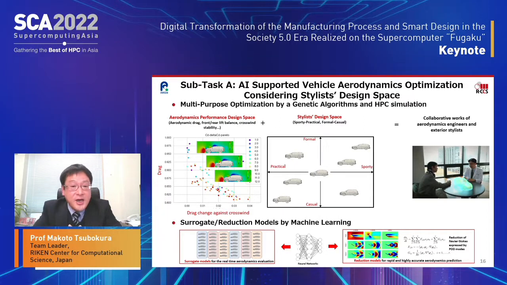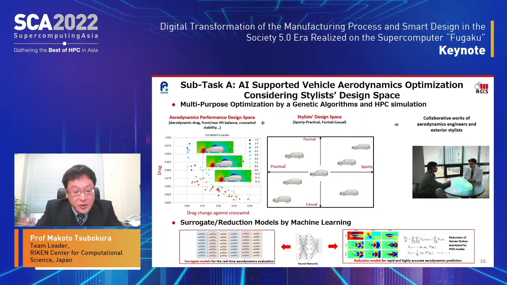At subtask A, we are extending the framework of the multi-objective optimizations introduced earlier by coupling the stylist design space to the ordinary engineering design space. It is well known in the automotive industry that a simple shape optimization based on only the engineering perspective, like aerodynamic drag or lift, does not work in real vehicle development because a stylist shape proposal always takes priority. Thus, we are trying to consider the stylist design space, which is coupled with the usual engineer's design space, to satisfy both the stylists' and engineers' demands.